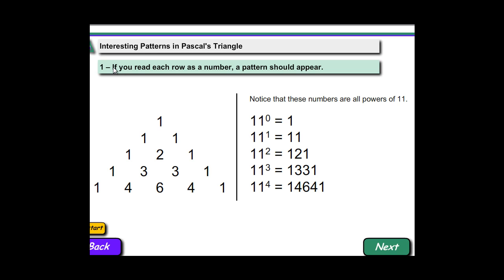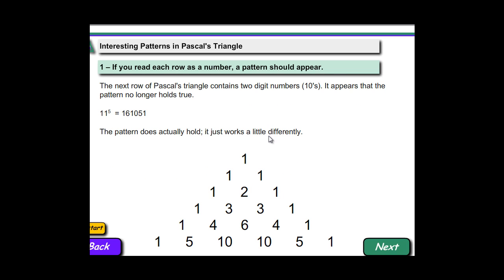So here's an interesting pattern. If you read each row as a number, so this one here is number 1, number 11, 121, 1331. It's interesting to see that if you raise 11 to the power of the row, it's the same number. Continuing with this pattern, you'd think it would break down.